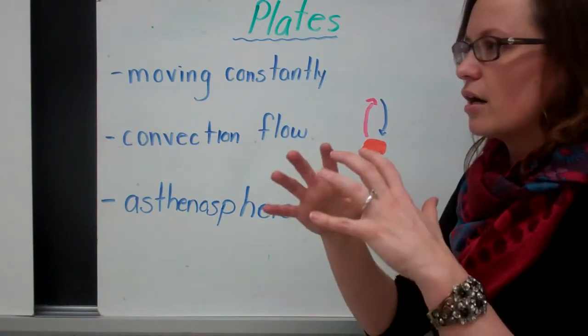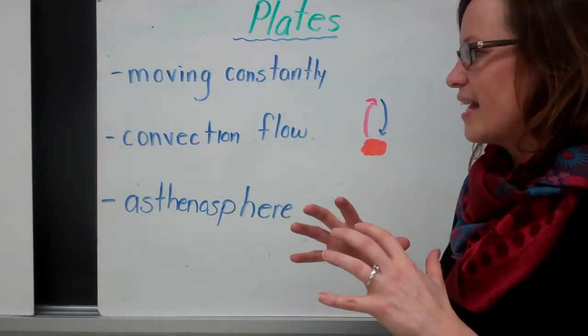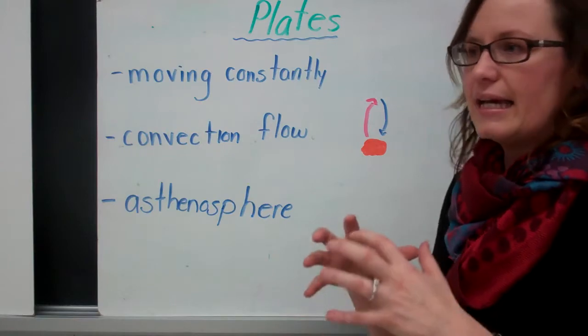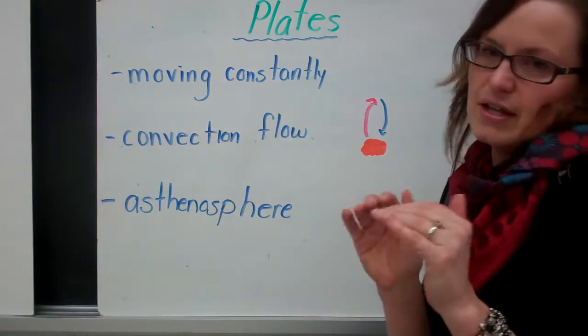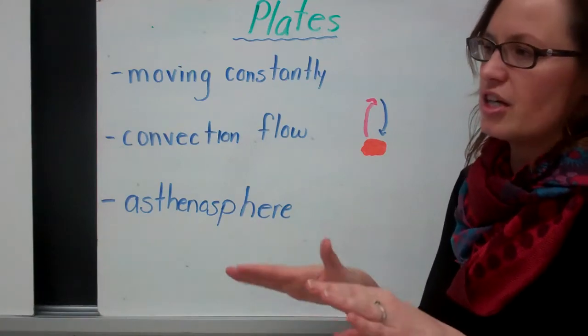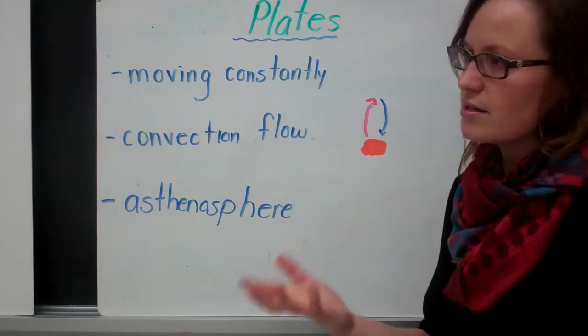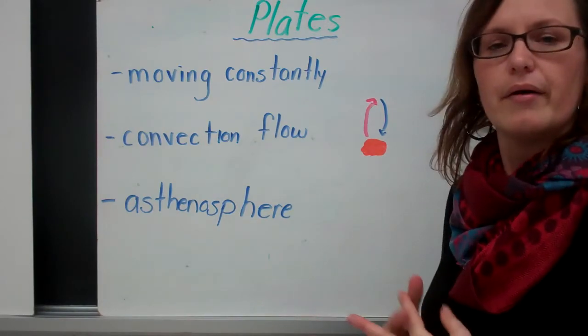So the plates are sort of floating on this asthenosphere. And they kind of fit together like a puzzle. And sometimes the puzzle fits perfectly and they just kind of float in place. And other times they might push against each other, or pull away from each other, or grind up against each other, which then causes things to happen in our environment, which we'll talk about in another video.